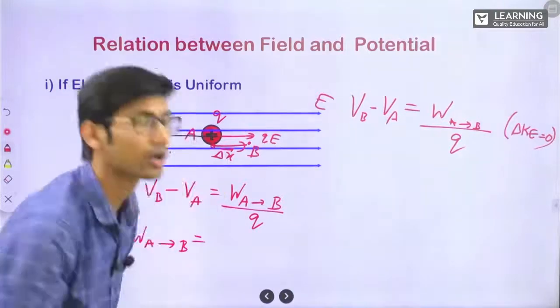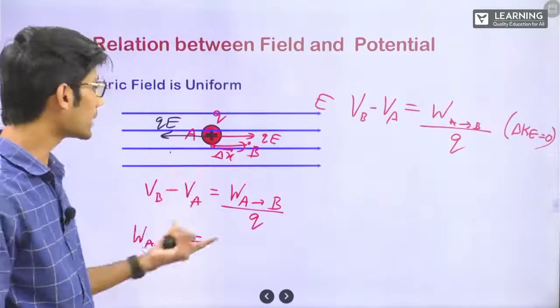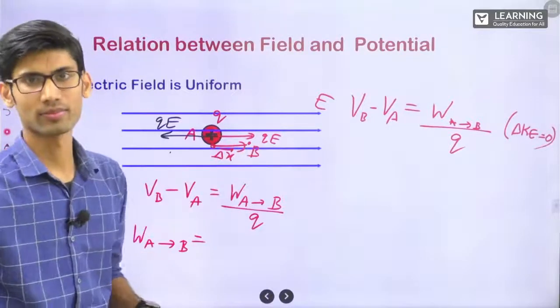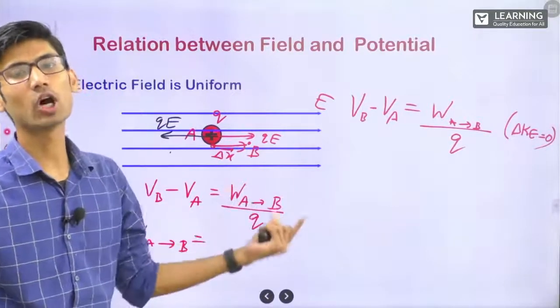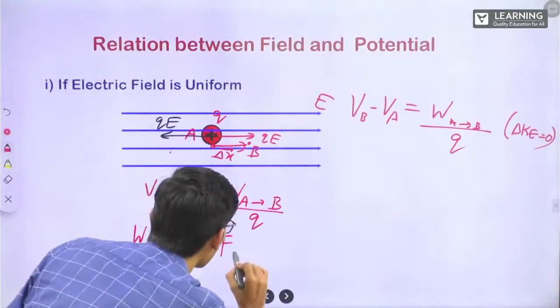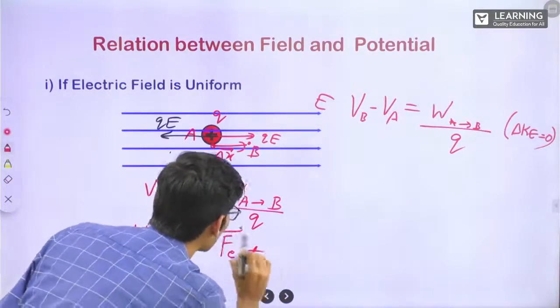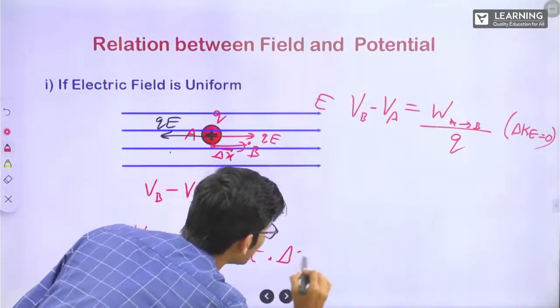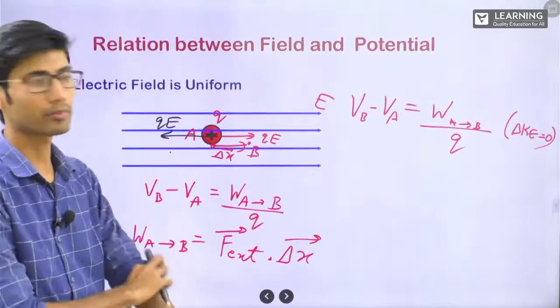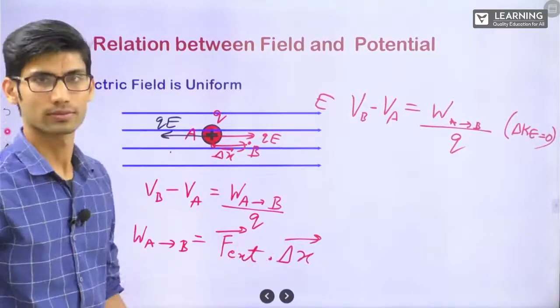What is the work done? How do we take out the work done? Work done is the dot product of the force and the distance. F external dot delta x, correct? F external vector dot delta x vector. This is work done. Work done is a dot product between F and x, correct?